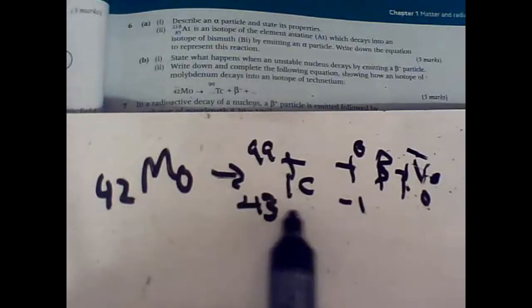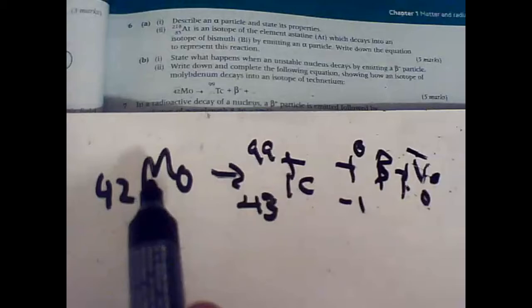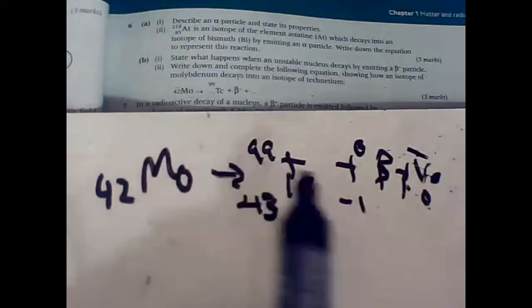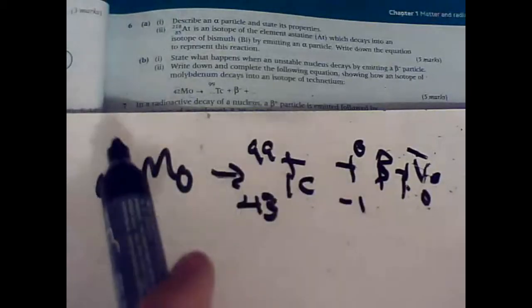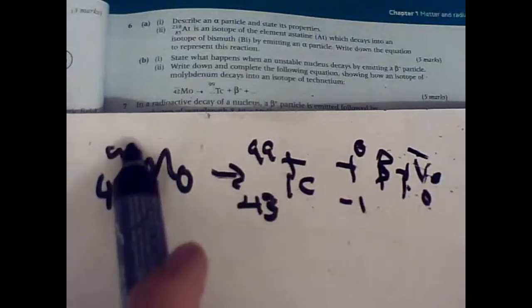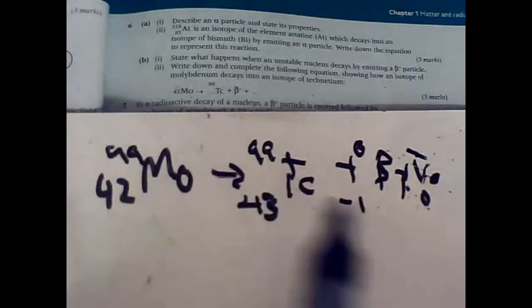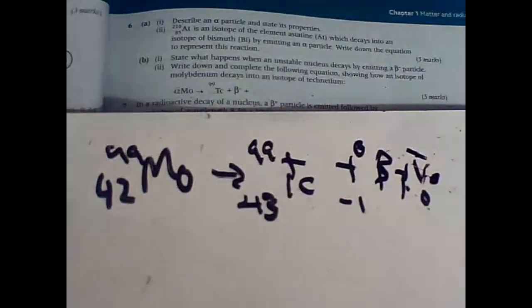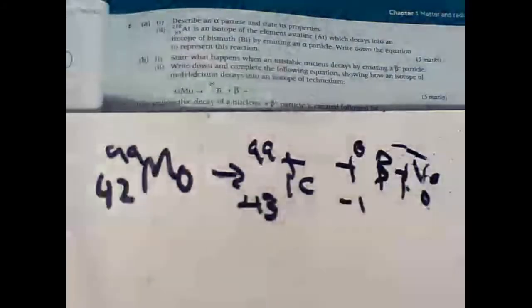Because 43 minus 1 gives us 42, it's conserved on both sides. At the top over here, because that's a 0 over there, that also has to be 99. So we're going to have 99 over here as well, and that makes everything balanced. So that's our beta minus decay equation right over there.